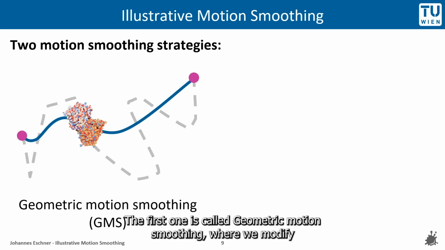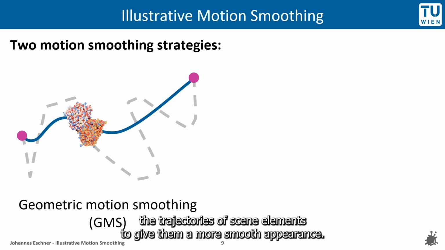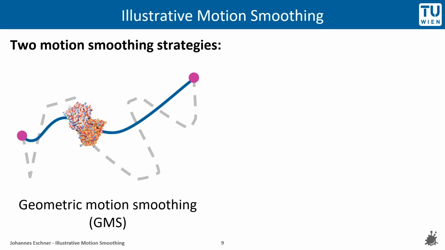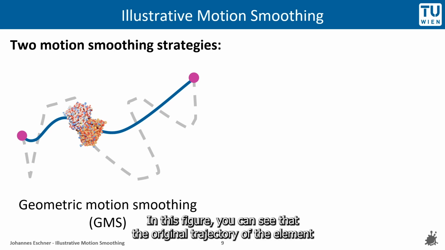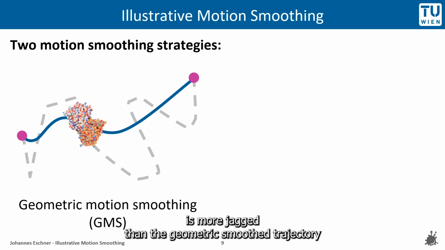The first one is called geometric motion smoothing, where we modify the trajectories of the scene elements to give them a more smooth appearance. In this figure, you can see that the original trajectory of the element is more jagged than the geometrically smoothed new trajectory, which the molecule will now follow.